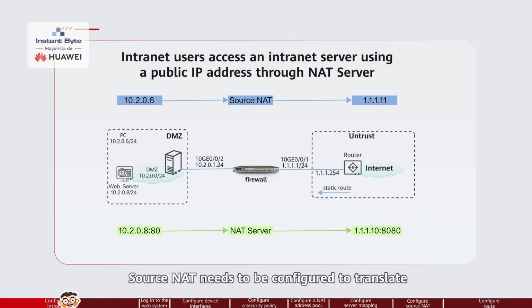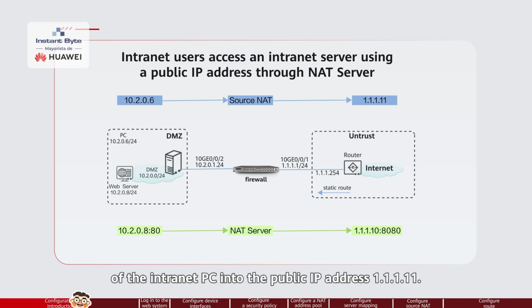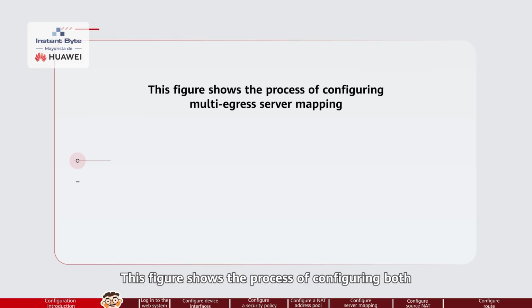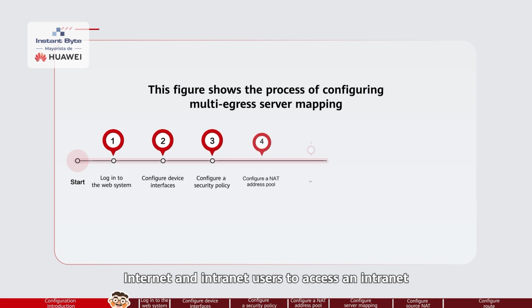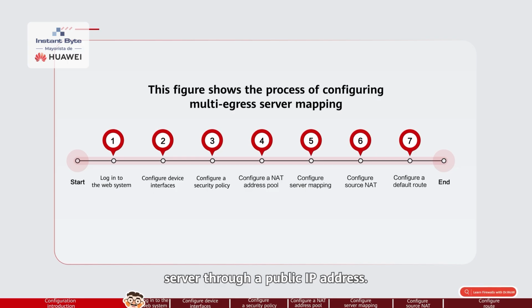Source NAT needs to be configured to translate the private IP address 10.2.0.6 of the intranet PC into the public IP address 1.1.1.11. When the intranet PC accesses the intranet server through the server's public IP address, the server considers this PC as an internet user. This figure shows the process of configuring both internet and intranet users to access an intranet server through a public IP address.